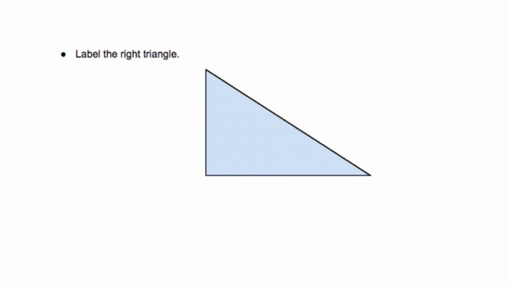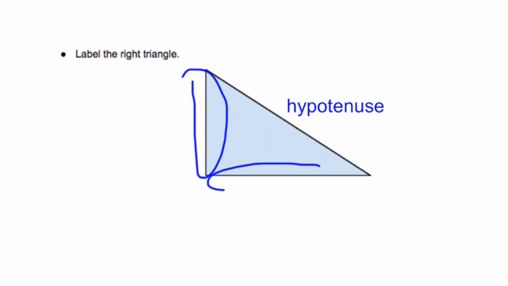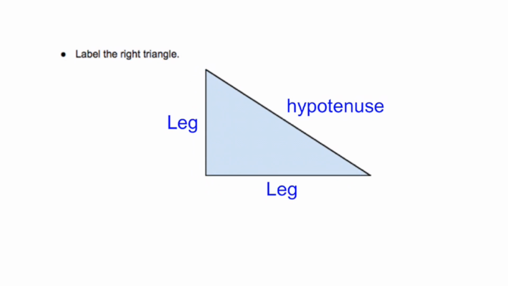If we look at a right triangle, let's label the parts. So find the right angle and look across from it. There, we're going to find the hypotenuse. The two shortest sides that make up the right angle, these are known as the legs.